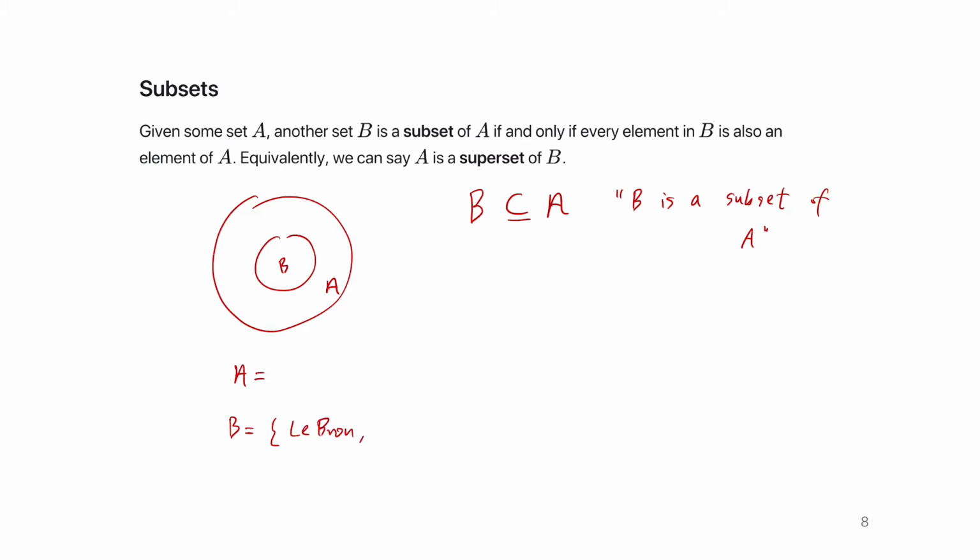So, just to give an example, let's say B is LeBron, Kobe, Jordan, and A is just LeBron and Kobe. We could say, in this case, A is a subset of B. Actually, just to keep the variables consistent in the example, why don't we say this is A and this is B, and here we could say B is a subset of A. Is that okay?